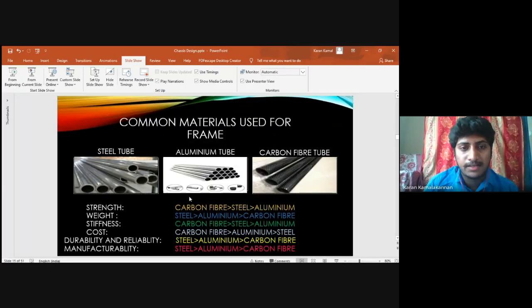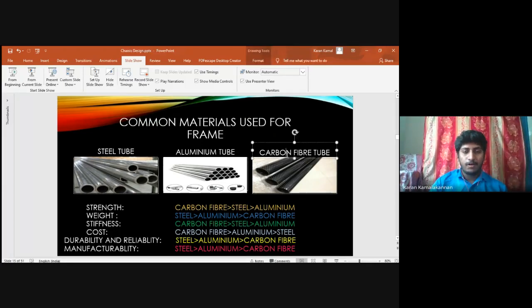Next, the materials we are using for the frame. We mostly use three common types of tubes for making a space frame: steel, aluminum, and carbon fiber. I have listed out the parameters and the comparison between all three. Coming to strength, naturally, carbon fiber is highest among all three. And weight: steel is more, carbon fiber is the lightest, and aluminum is in between the two.